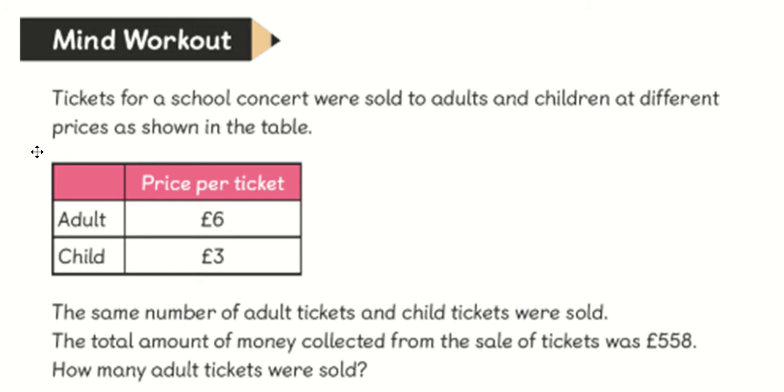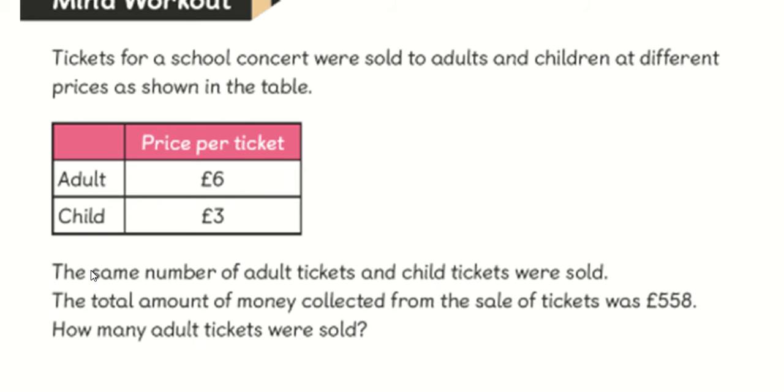Okay, we have got a mind workout for today. That's today's activity. We're doing the mind workout. Tickets for a school concert were sold to adults and children at different prices as shown in the table. Here's our table then. Adults, £6, children, £3. The same number of adult tickets and child tickets were sold. The total amount of money collected from the sale was £558. How many adult tickets were sold? Have a think about that for a minute. Pause the video if you want to, and then we'll come back to it together.